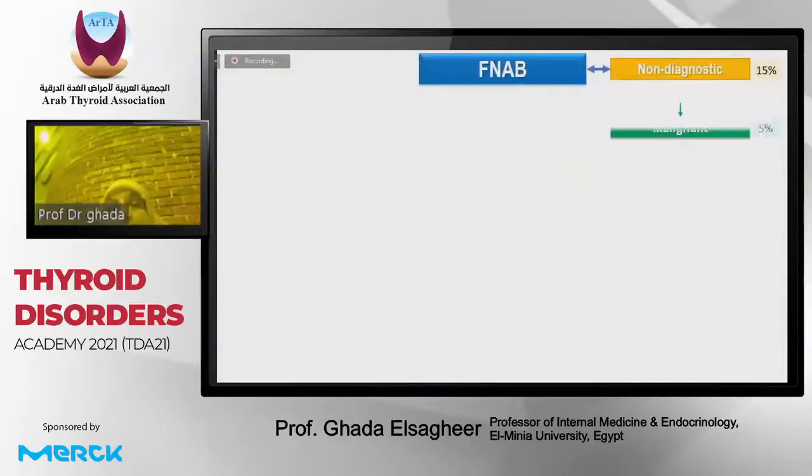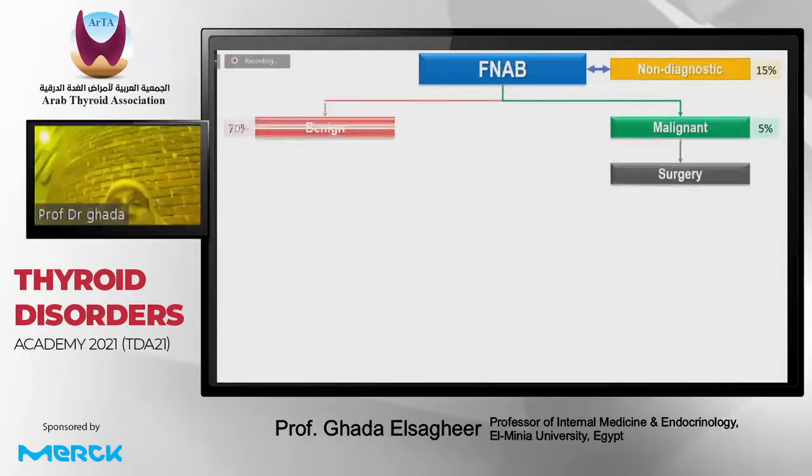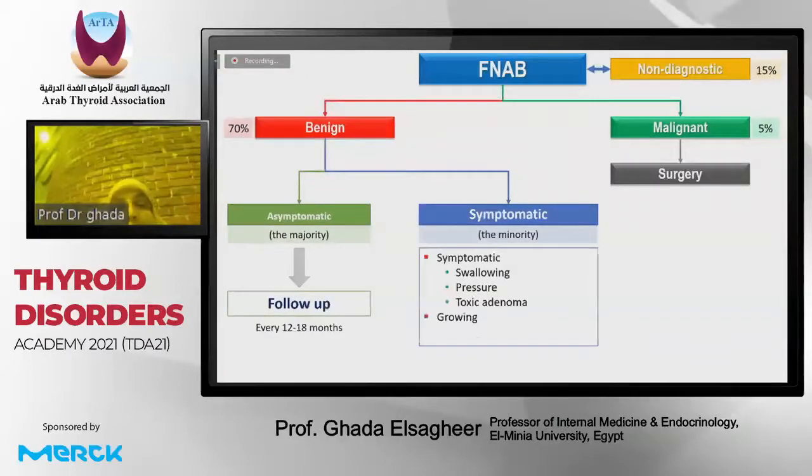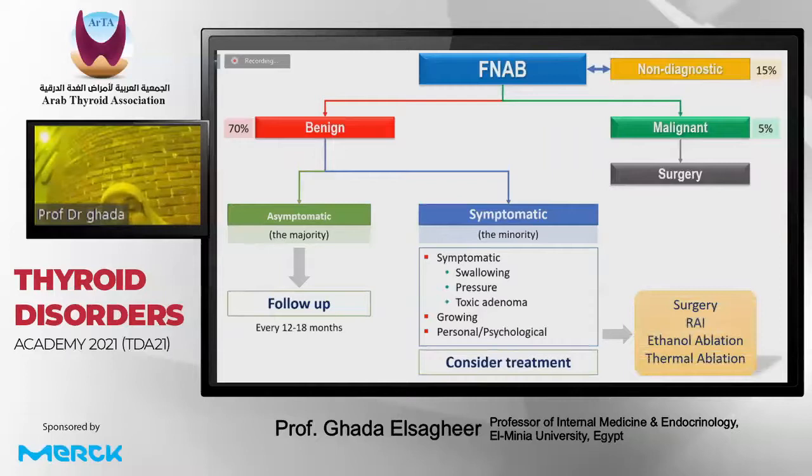So according to the FNA, non-diagnostic can occur in 50% of cases, benign in 70% of cases. Benign, 70% of cases, if it's asymptomatic, no need for treatment, just follow up. So no interference with an asymptomatic benign nodule. But if the benign nodule is symptomatic, which happens in the minority of cases, causing swallowing problems or pressure, or is a toxic adenoma, or growing in size, or if there is a personal and psychological impact, we can consider treatment: either surgery, radioactive iodine therapy in case of a toxic nodule, ethanol ablation, and thermal ablation. For a malignant nodule, surgery.